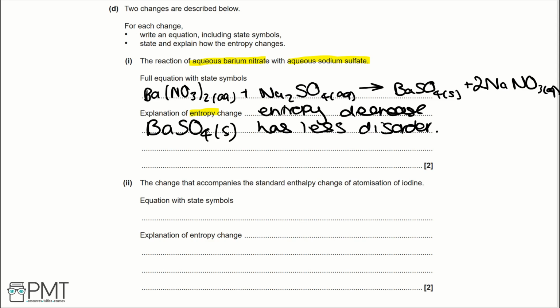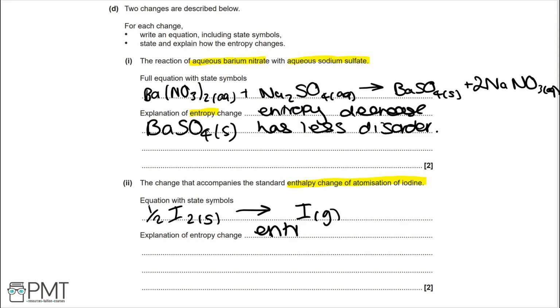Part 2. The change that accompanies the standard enthalpy change of atomization of iodine. We need to write the equation with state symbols and an explanation of entropy change. Okay, again starting with writing an equation, we want the standard enthalpy change of the atomization of iodine. That means we're going to form 1 gaseous iodine atom. So we start with half iodine in a solid form, going to 1 iodine in a gaseous form.